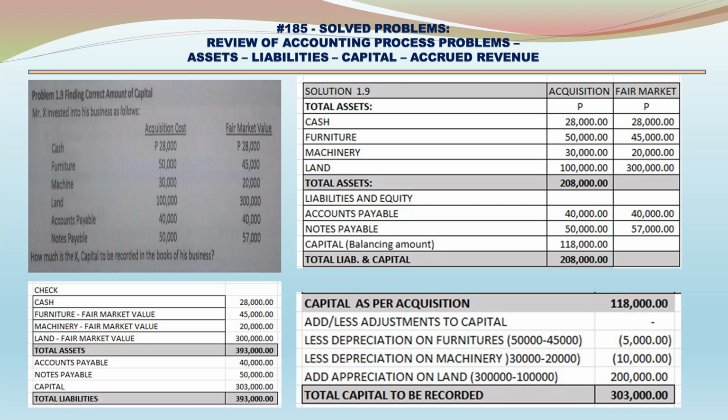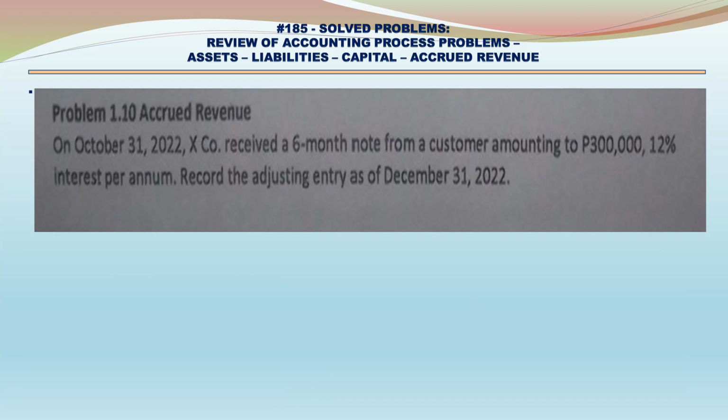Let us check the accuracy. Cash 28,000. Furniture fair market value 45,000. Machinery fair market value 20,000. Land fair market value 300,000. Total assets 393,000. Accounts payable 40,000. Notes payable 50,000. Capital as worked out above 303,000. Total liabilities 393,000. Total assets 393,000.